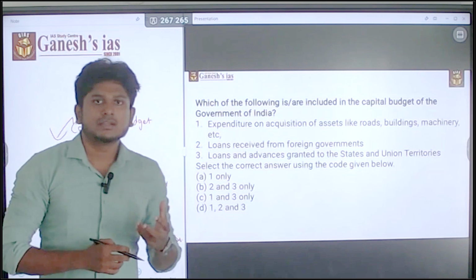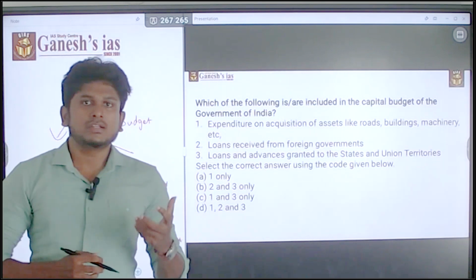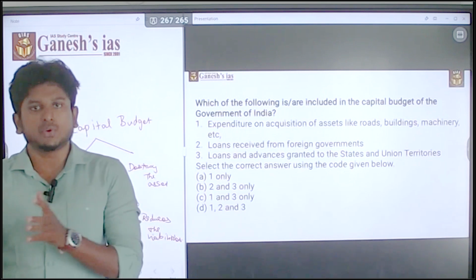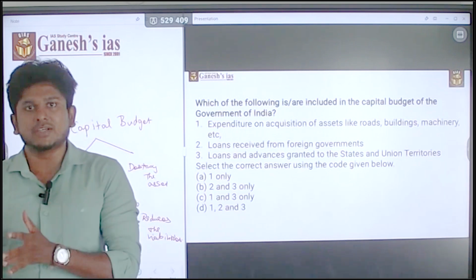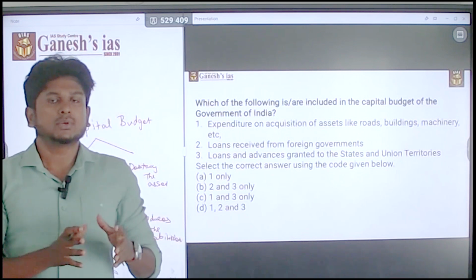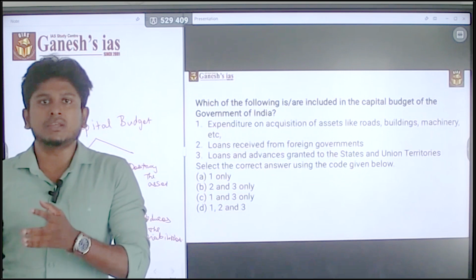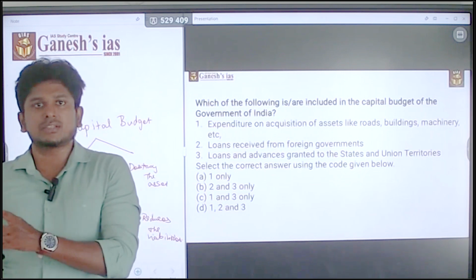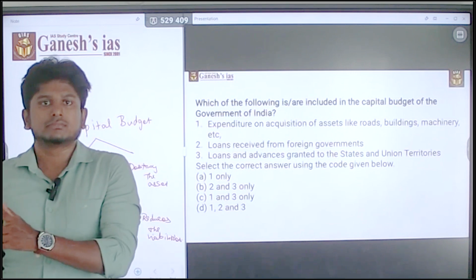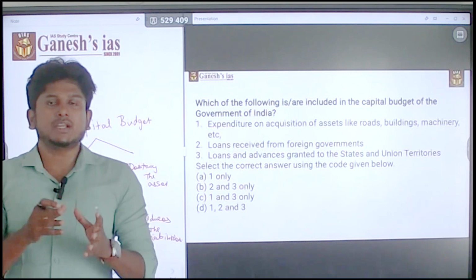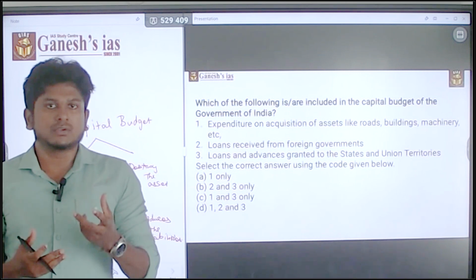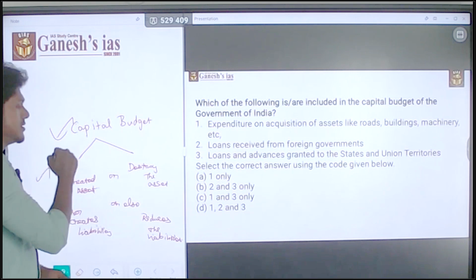So consider that the government is constructing a building, or else roads, dams, bridges, railways. These are the expenses that come under the capital budget. The government is spending on something that is creating infrastructure that will stay for more than 10 to 20 years. So capital budget means it will create infrastructure. That is the first thing: creation of the assets.